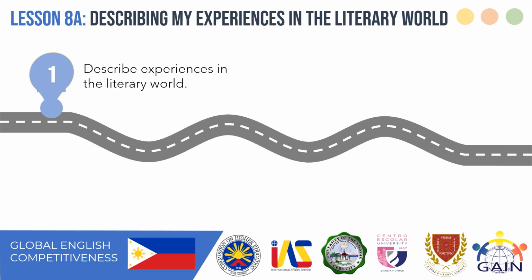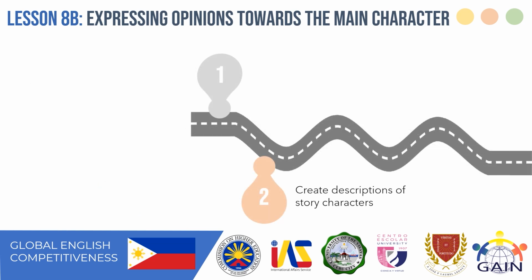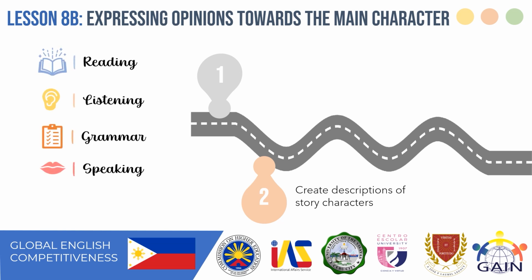As you can remember, we have already covered our first can-do objective, where we described experiences in the literary world. This time, let's focus on our second can-do objective, to express opinions towards the main character. Without further ado, let's move over to our second lesson for this unit, 8B, Expressing Opinions Towards the Main Character. And here are the sub-lessons that will help us achieve our objective: reading, listening, grammar, speaking, and pronunciation.